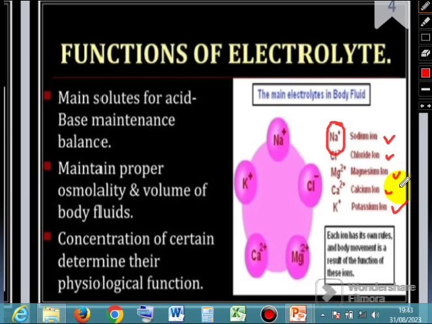No, clotting of blood. He says calcium ion helps in clotting of blood. That's correct. But I didn't ask for functions of calcium ion in body fluids or blood. I said, what is the action of calcium ion in the cardiac muscles?